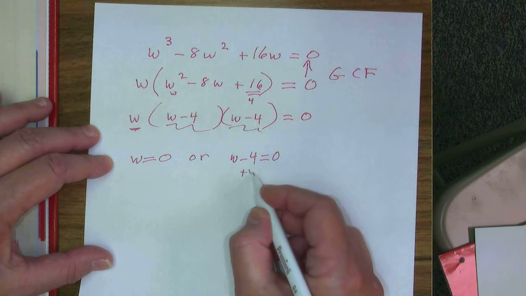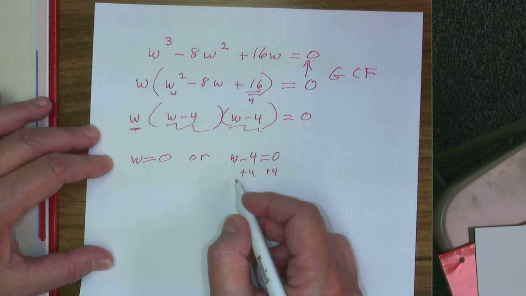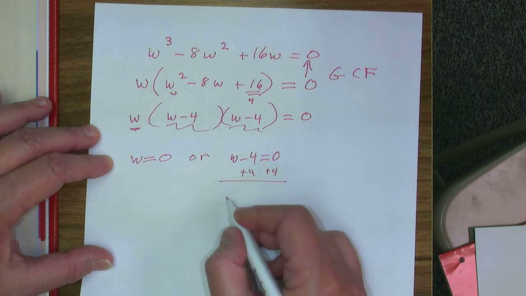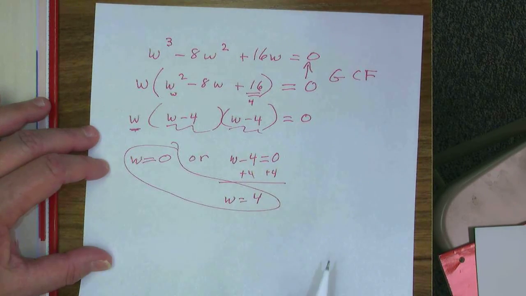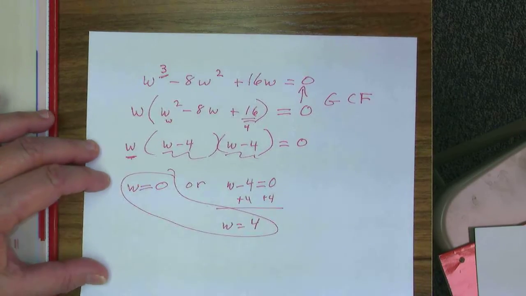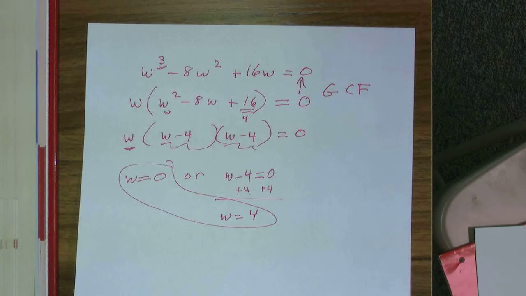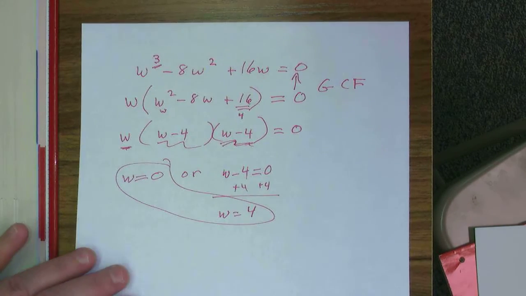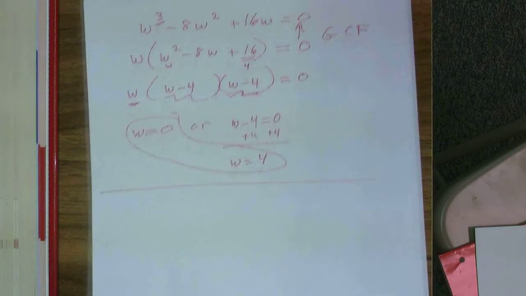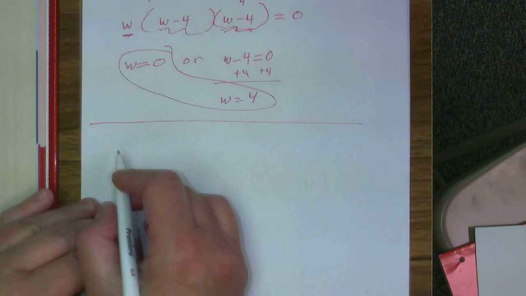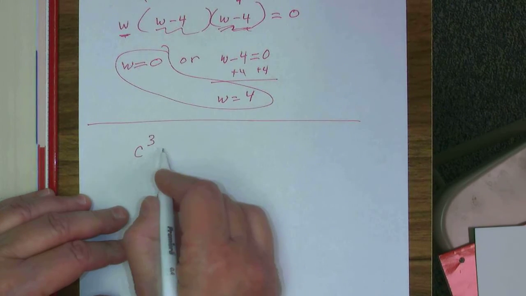We add 4, and we get w equals 4. There are our two answers. There's a double root of 4, so that's why you would have 3, but it appears as only 2. And you don't have to solve that twice. Let's take one more, if you will write it, and then pause, and you work it.